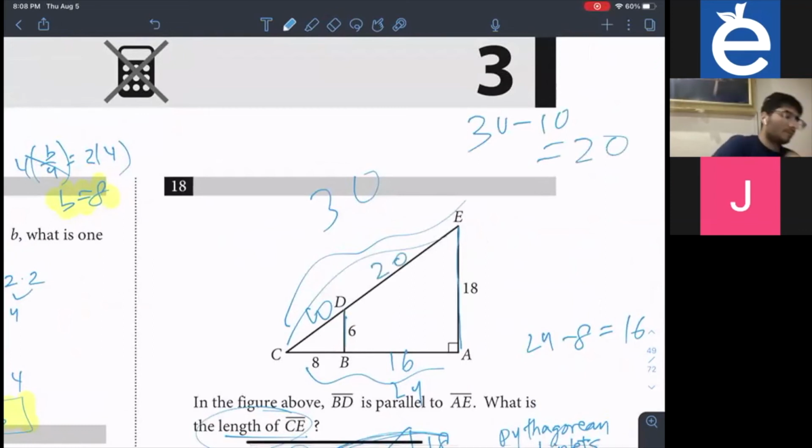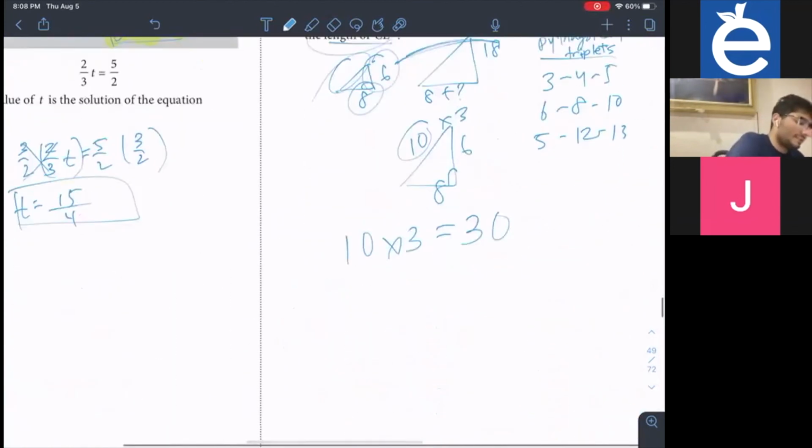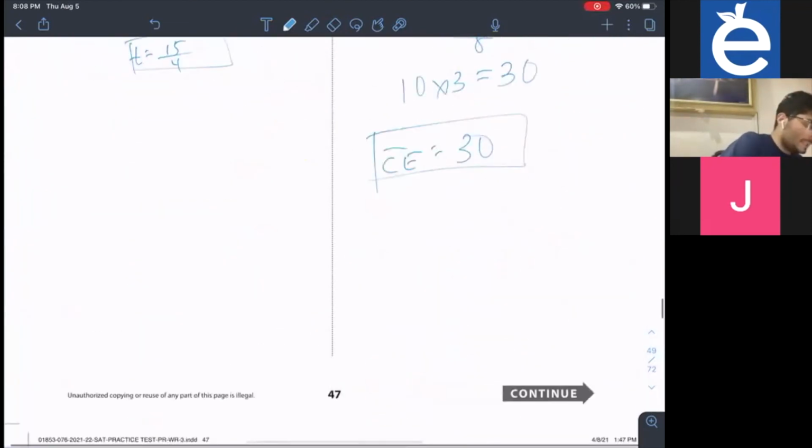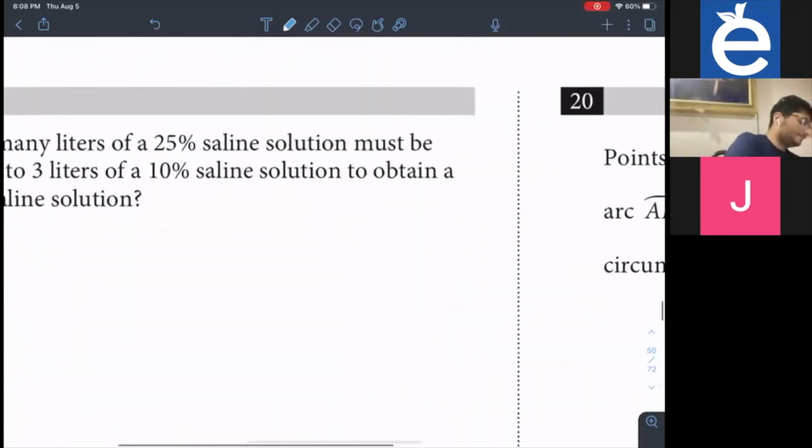So the length of DE would be 20, and then the length of CD would be 10, which would give you a total of 30, which is what they're looking for, length of CE. The length of CE is 30. Good. That's question 18. Question 19.